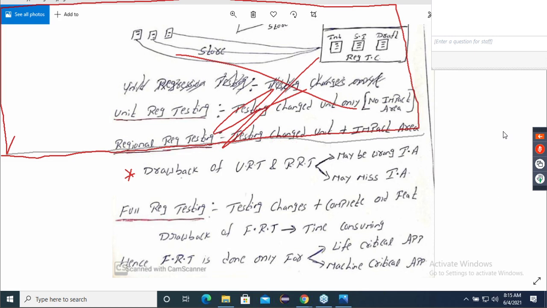Possible? Pushpita Rakshita is saying no. Are you saying no? We may miss or we may select some wrong impact area. Correct? 100% possible. Okay. Now observe, guys.